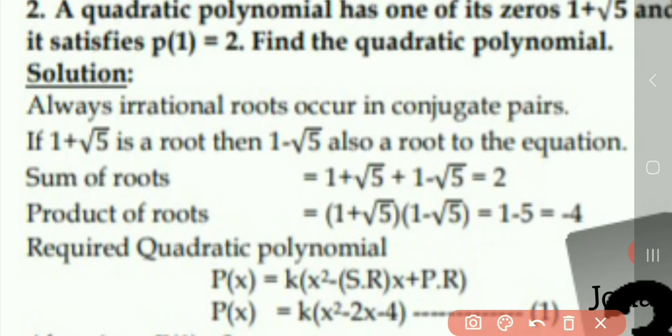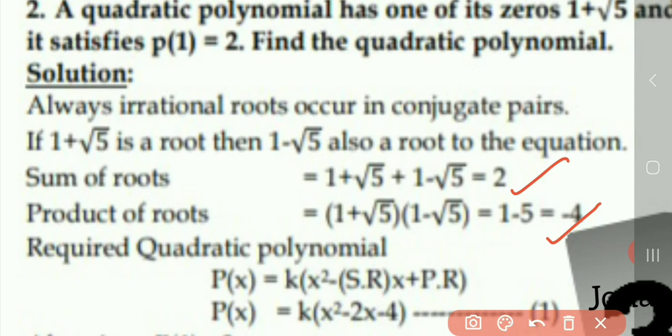And then I want to find the product of the roots. So 1 plus root 5 into 1 minus root 5, it's in the form of a plus b into a minus b. So that here 1 square minus root 5 square, which is 5. So 1 minus 5 is minus 4. So this we found, the sum of the roots and the product of the roots. So by using these two, I want to form the quadratic polynomial.